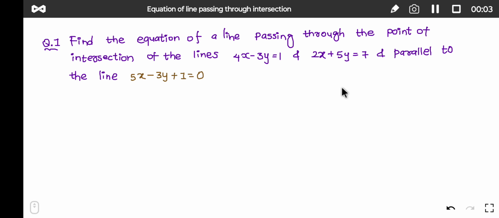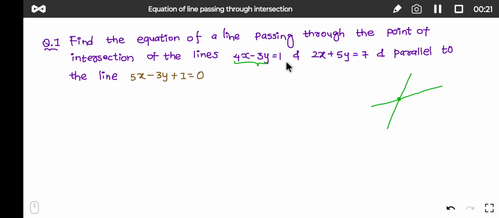Hello everyone. In this class we will see how to find the equation of a line which passes through the point of intersection of the other two lines. So it is passing through the intersection of two lines. Two lines are already given: 4x minus 3y is equal to 1 and 2x plus 5y is equal to 7.